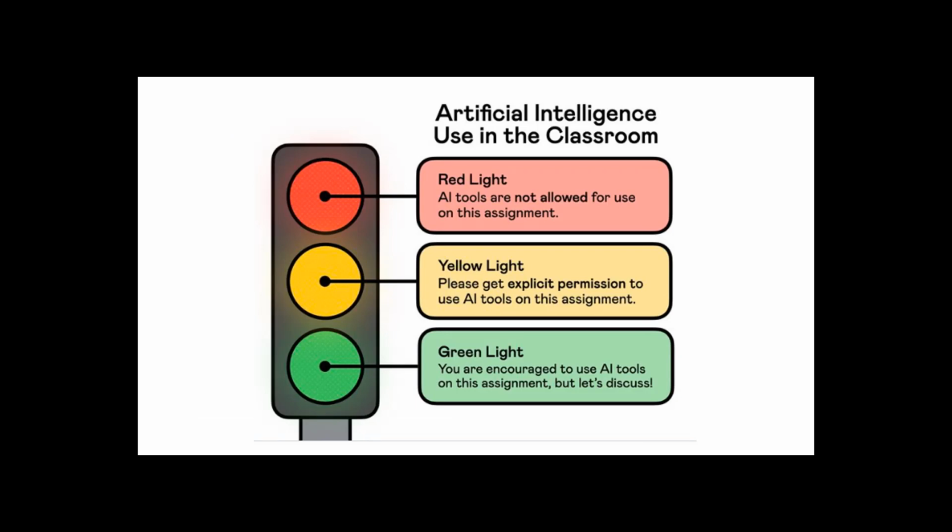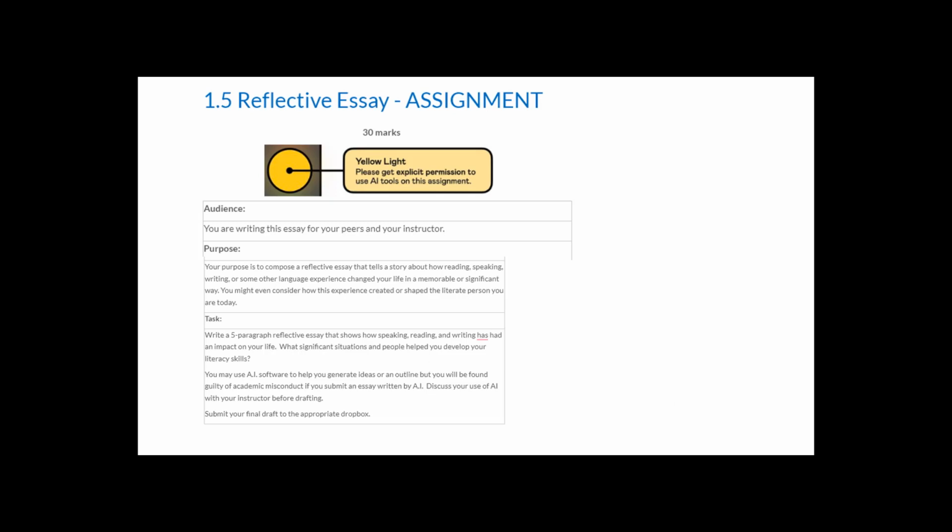So when you encounter an assignment from your instructor, check to see what traffic light is beside it. If it's red, you're not permitted to use AI at all. If it's yellow, then you need to chat with your instructor about how you can use it. If it's green, you can use it. Clarify with your instructor how they want you to use it. For example, do they just want you to cite it, or do they want a reflective piece, or do they want you to attach a document highlighting how it was used?